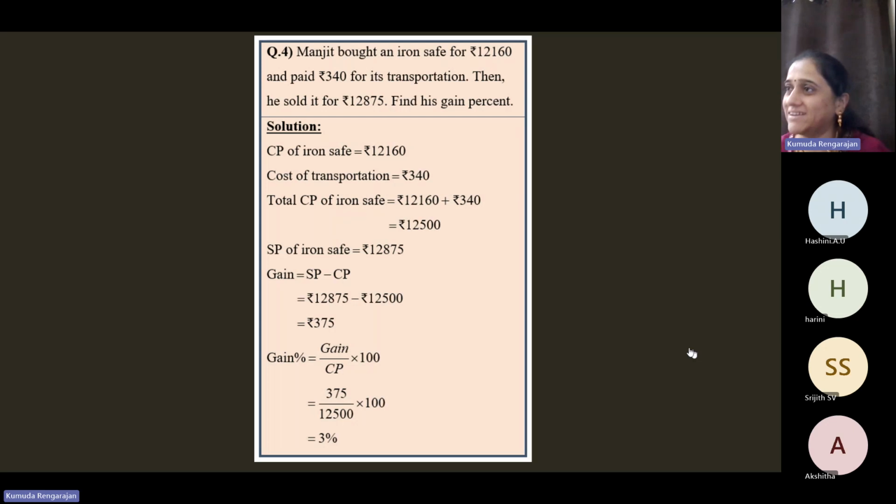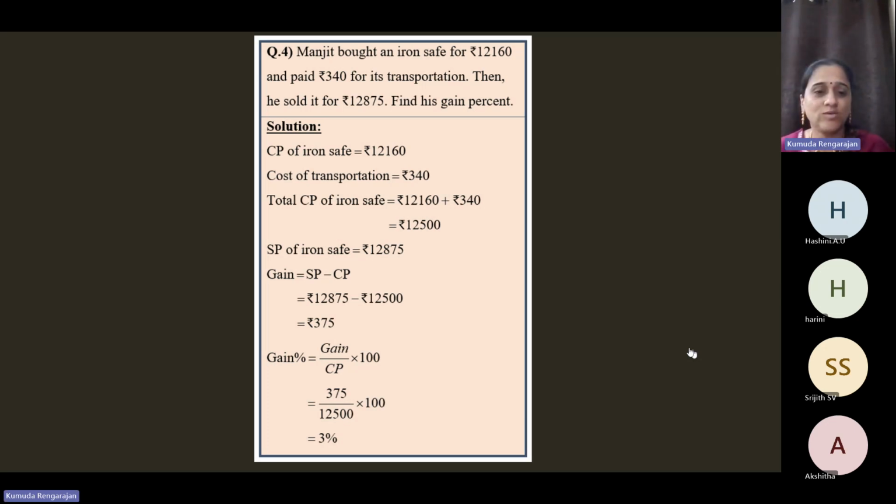Okay, so for example, we get a refrigerator for 1 lakh and we spend 500 on transporting the refrigerator from the showroom to your residence. Then the total cost price of the refrigerator will be 1 lakh plus 500, 1,00,500 rupees. Now, supposing you sell the refrigerator for 1,00,250, then it's a loss. If you sell the refrigerator for 1,00,250 rupees, it's a loss because you have spent 1,00,500 rupees.